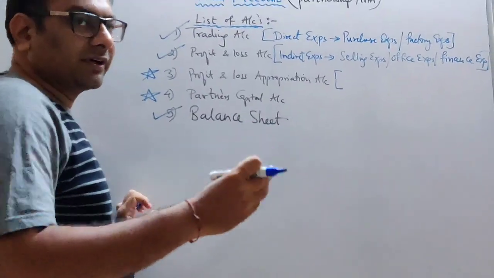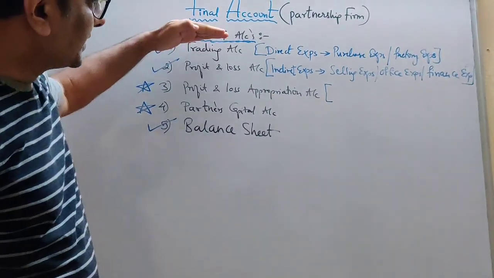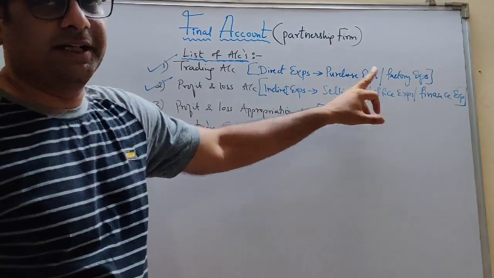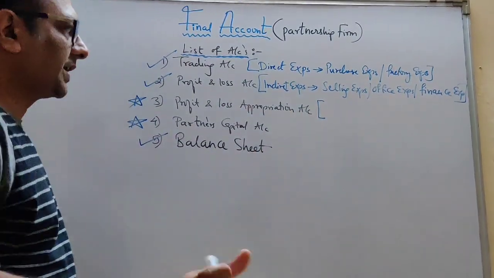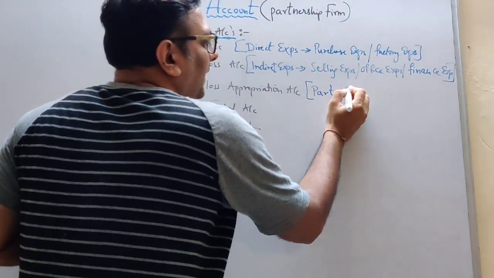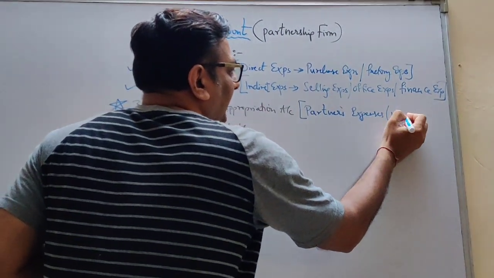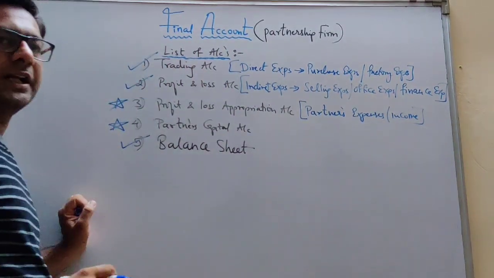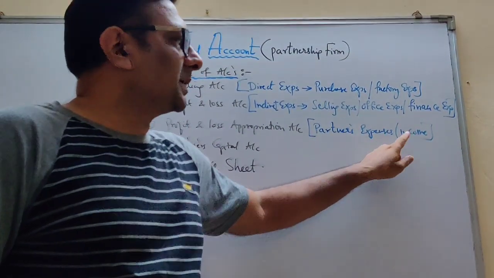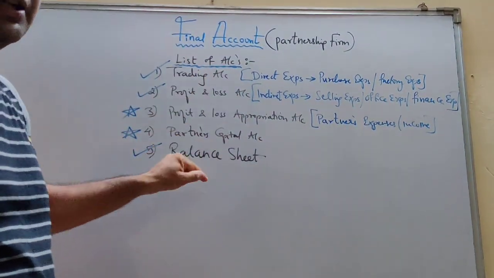Just take a note of this while watching this video. I want you to sit with your notebook and just copy it down. What is the list of accounts you make, and also write down this bracket. These are rules actually, so take a note of it. Here we are going to record all partners expenses and income. In appropriation account you are going to record partners expenses and income. I am going to explain each and every account in detail.